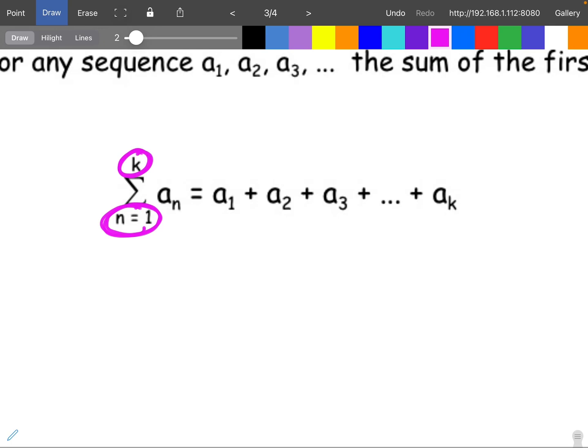All the way until we get to whatever number this is. If this number is 5, then you're going to plug in 1, then plug in 2, then plug in 3, then plug in 4, then plug in 5, and you're going to stop. Then you're going to add those all together.